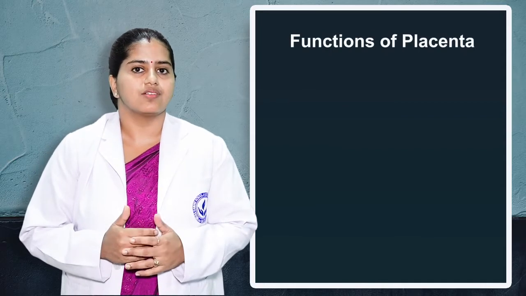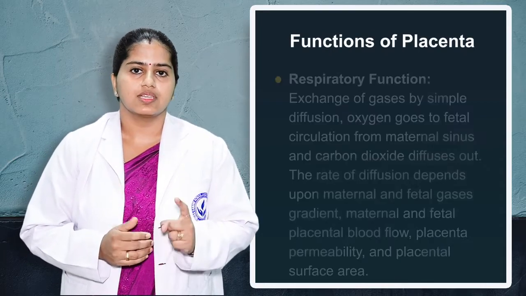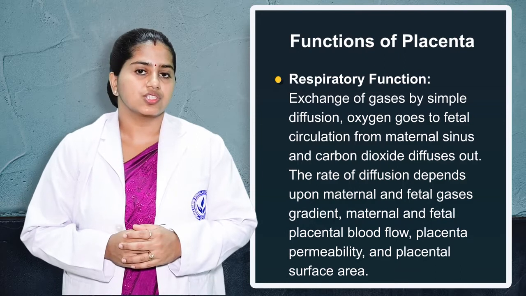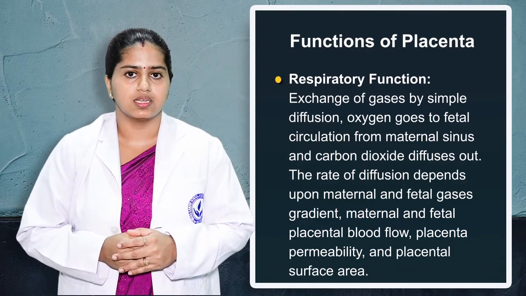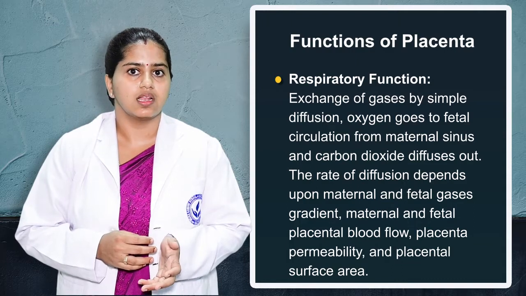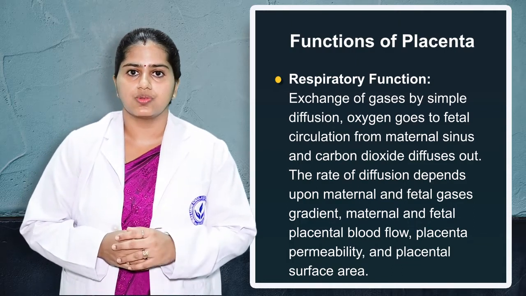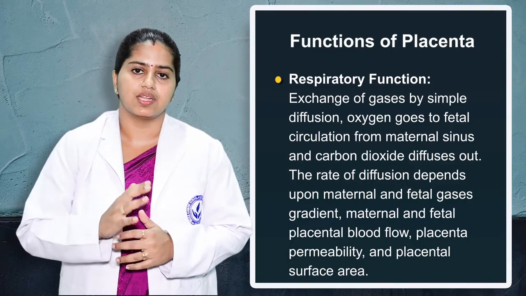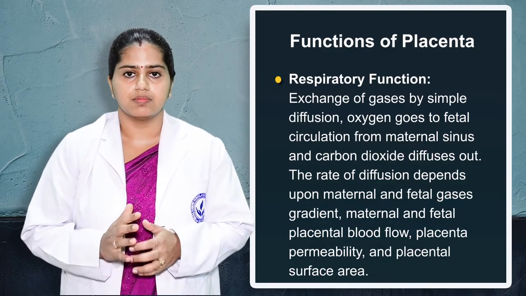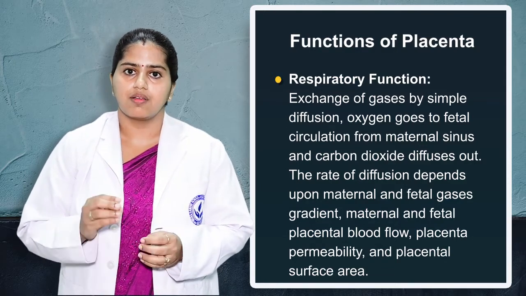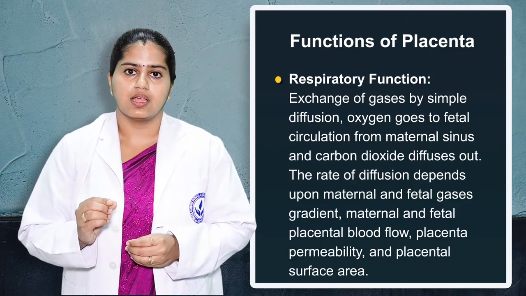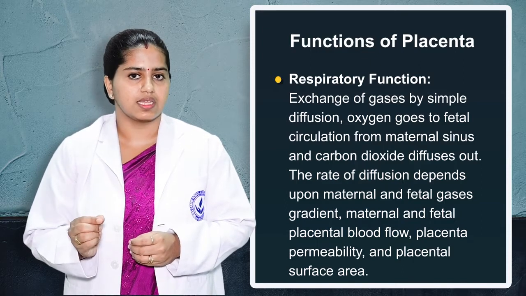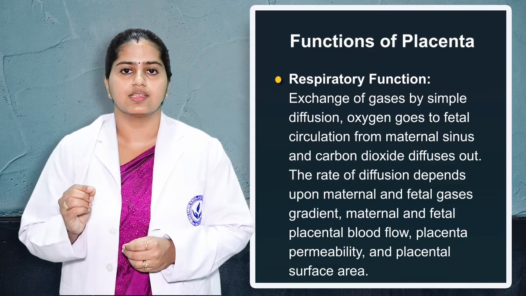Forthcoming, we will see what are the functions of the placenta. First function is respiration. Respiration means exchange of gases. The exchange of gases takes place by the simple diffusion method. The oxygen is carried from the maternal sinuses and reaches the fetal circulation. From the fetal part, deoxygenated blood is carried and reaches the maternal part with the help of simple diffusion. The factors on which simple diffusion of gaseous exchange depends are maternal and fetal circulation, the placental permeability, and the placental surface area.